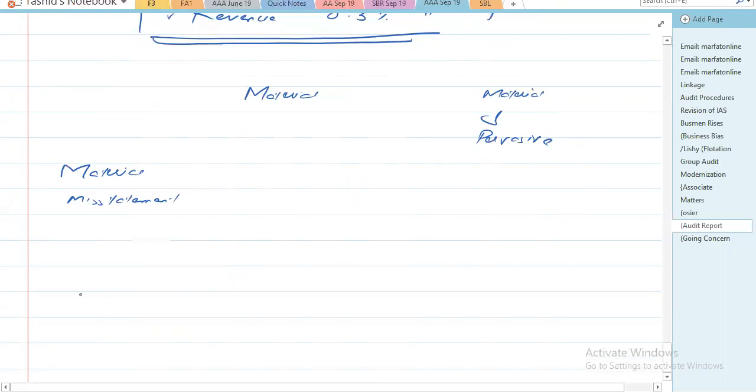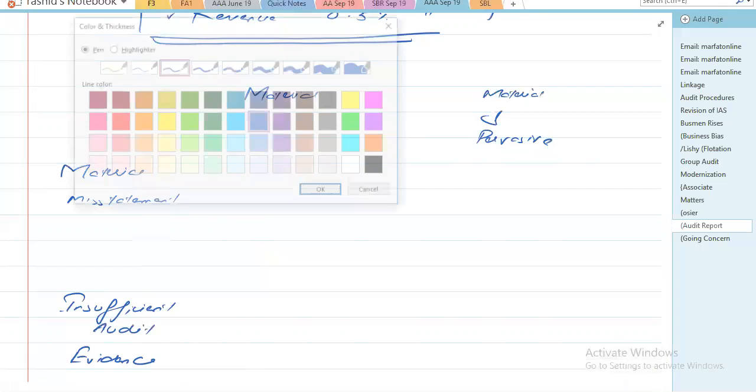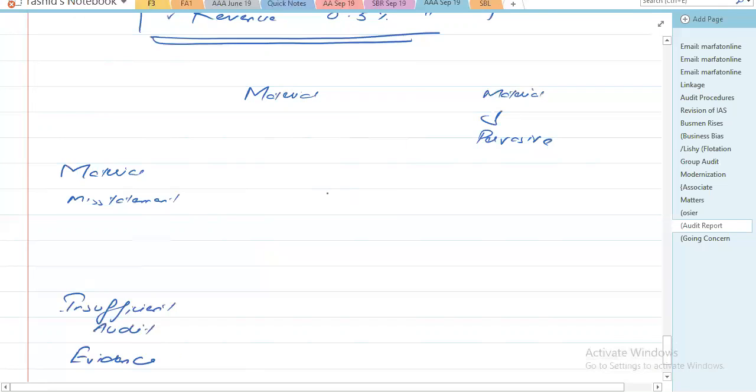The other thing is insufficient audit evidence. So when you are doing the audit, there can be two problems. Either there's a material misstatement within the financial statements, that means something is not recorded according to the standard, or you are unable to gather evidence, that is insufficient audit evidence.